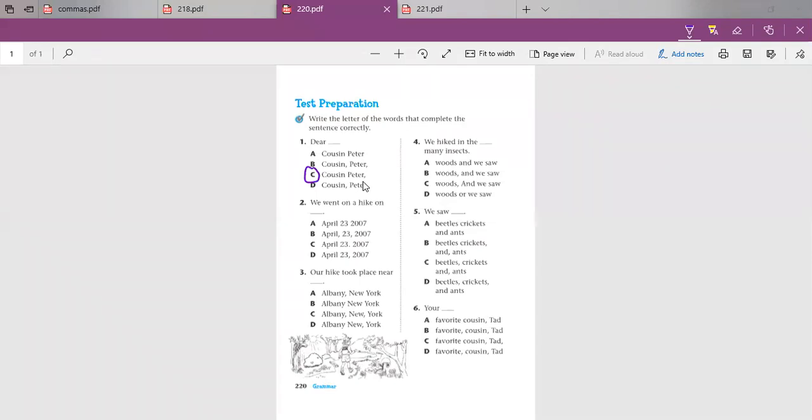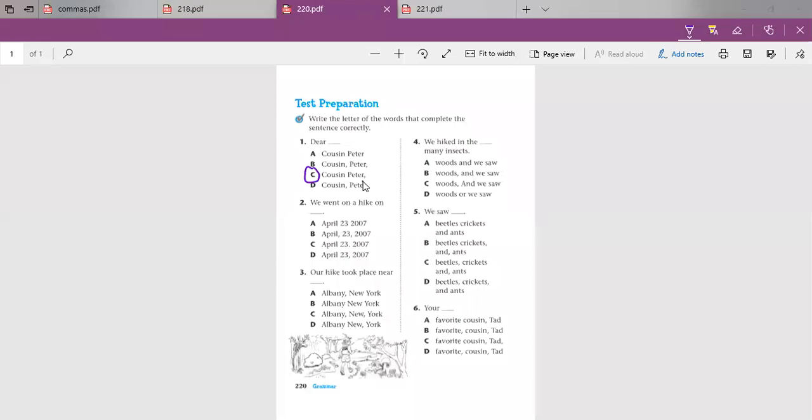Adam is here. Adam? Rahat, can you read number 2? Okay, please read, Adam. We went on a hike on April 23, 2007. Because we are running out of time.